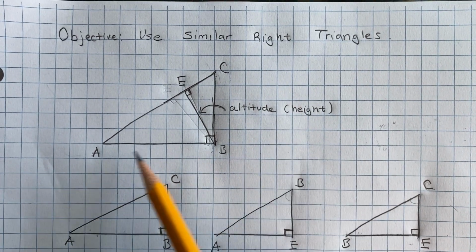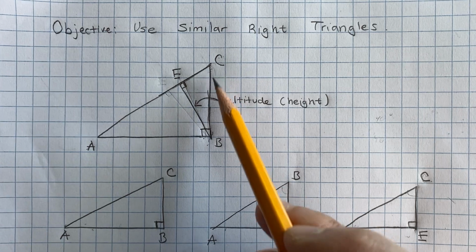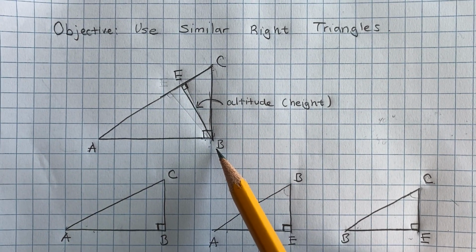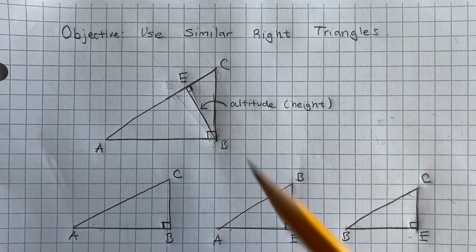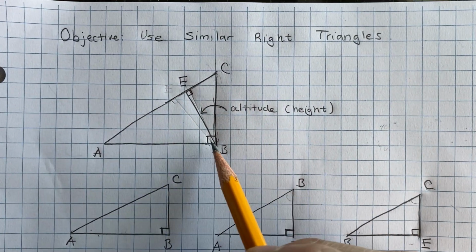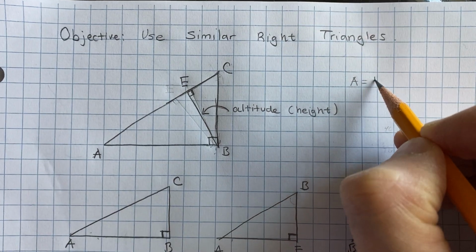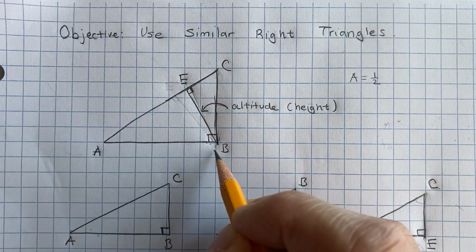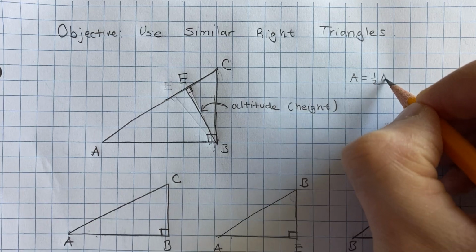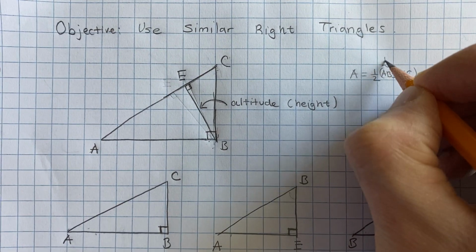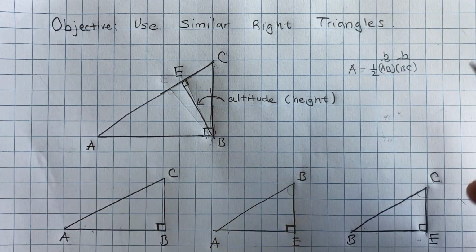Now, those of you who study areas of triangles, I told you the formula was 1/2 base times height, right? This could be the base, and this is the height. Now, remember, the height is always the perpendicular, right? So one way to calculate the area of this triangle, even though that's not the point of today's lesson, is area is equal to 1/2 AB times BC. In this case, this would be the base, and this would be the height.